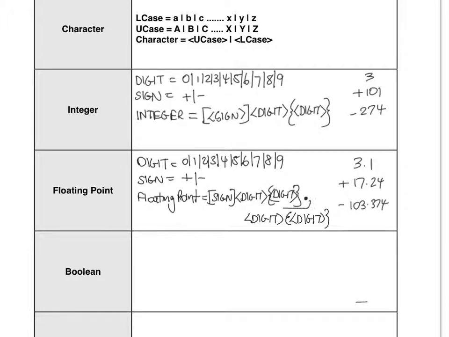Okay, so that line there has just come down to there. So that's an example of a syntactically correct floating point EBNF statement.